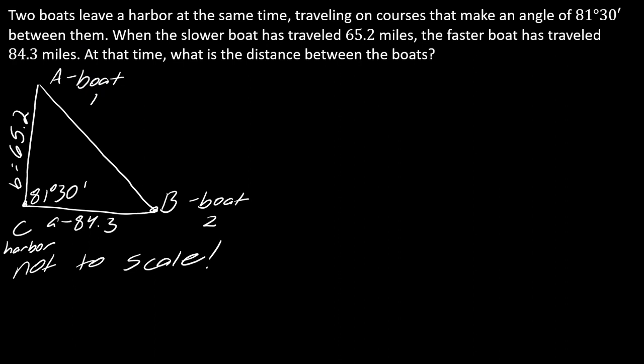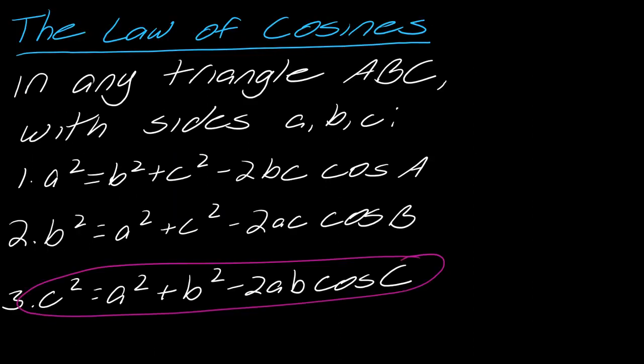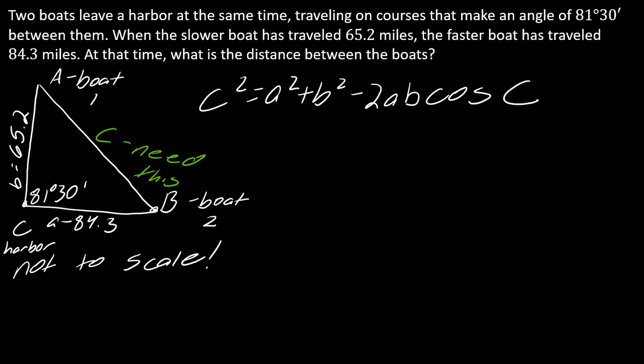Okay, so now what can we do? We want to know what is the distance between these two boats. So if one boat is here and one boat is here, really what this is asking for is what is this length C in between them. And so now with how I've labeled this, if I look at my law of cosines, what I want is to get this side C, so I can use this formula here. So I can just really plug everything in this case. This is going to come together really nicely.